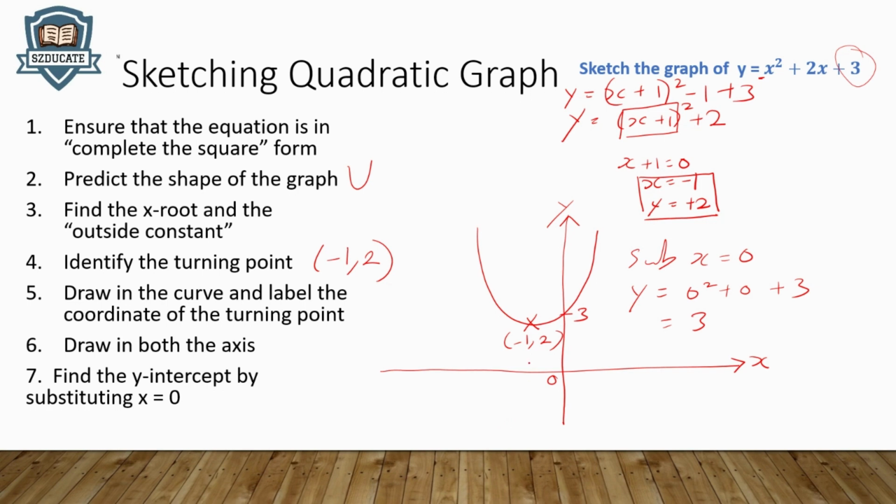Again, do a logic check, please. Always ensure that the minimum point is 2. Your y-intercept cannot be lower than your minimum point. So if the value you get for your y-intercept is 1, and your minimum point is 2, then something is wrong somewhere. There must be a mistake in your working. So please go and check.